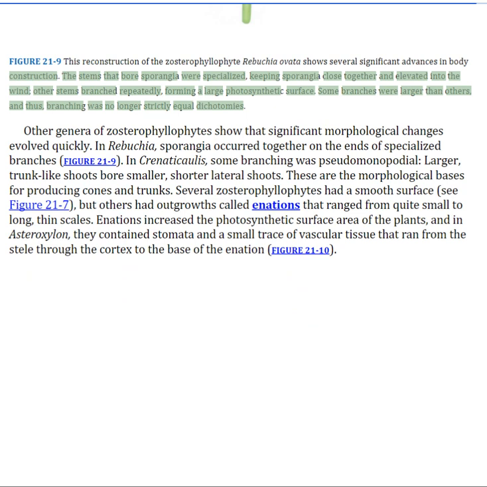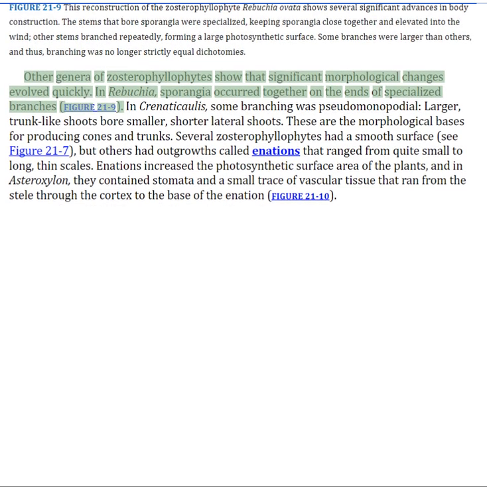The stems that bore sporangia were specialized, keeping sporangia close together and elevated into the wind. Other stems branched repeatedly, forming a large photosynthetic surface. Some branches were larger than others, and thus, branching was no longer strictly equal dichotomies. Other genera of zosterophyllophytes show that significant morphological changes evolved quickly.